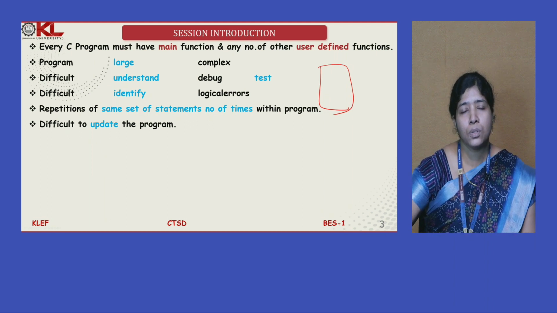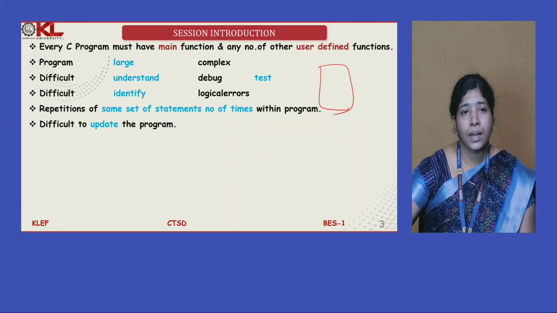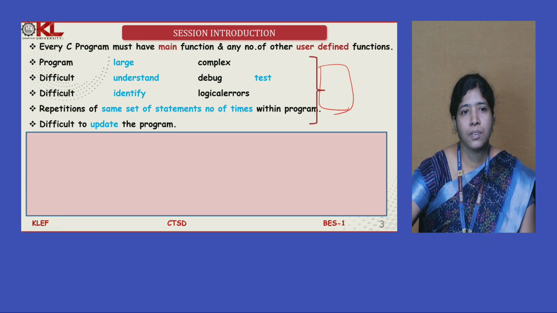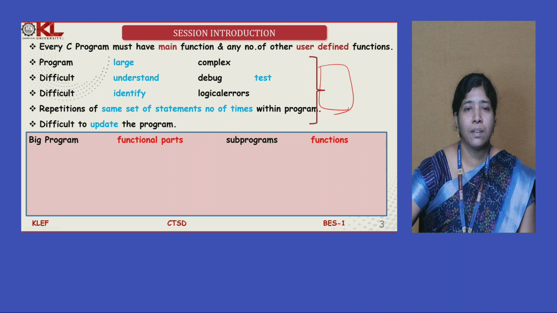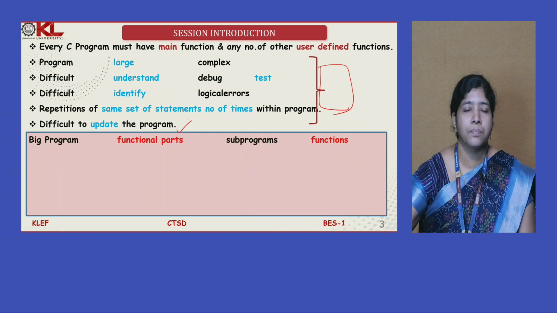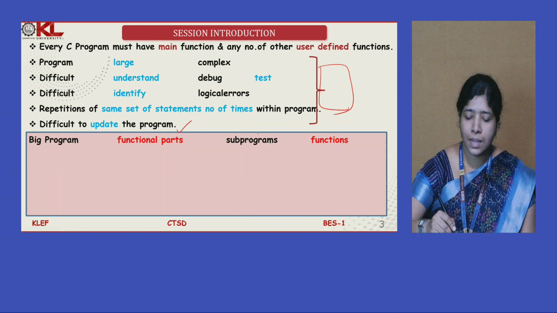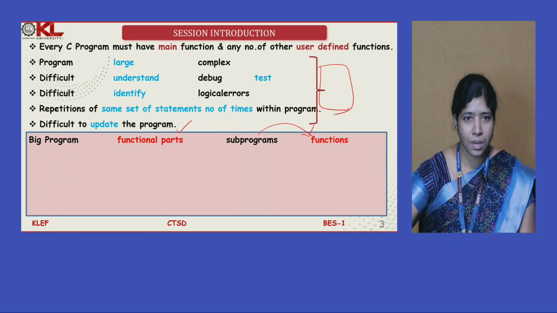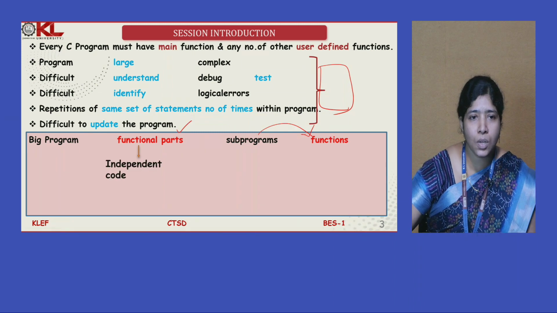Okay, so what would be the solution for all these things? When we have a large program that is huge to understand, and it is difficult to identify logical errors, repeated code and to update it, we have a simplification where the big program can be divided into functional parts. We call them subprograms, and this is defined as a function. The code we write in functional parts, which we call subprograms, we call functions. Okay, these functional parts are individual codes.